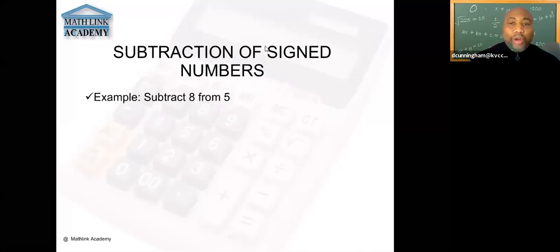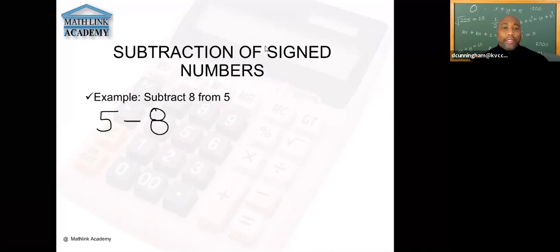Now, let's look at some subtraction of signed numbers. Sometimes the wording gets a little confusing, but let me see if I can help you out with this. It says subtract 8 from 5. So now we're not adding, we're subtracting. And we have to watch out how we set it up. So we're going to subtract 8 from 5. We're going to have 5 first, and subtracting 8 from 5 means we're saying 5 minus 8.